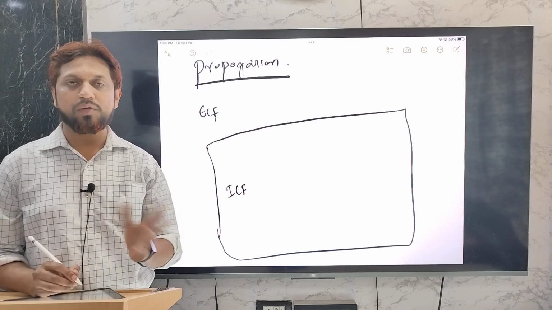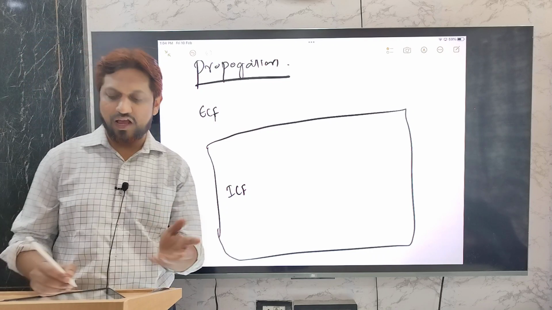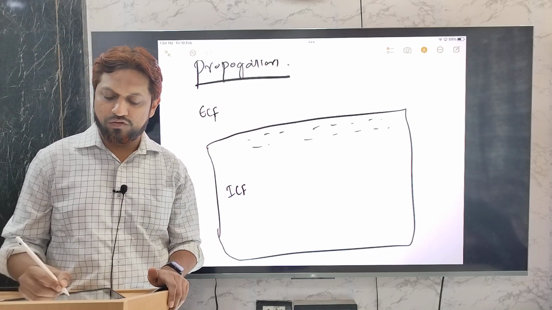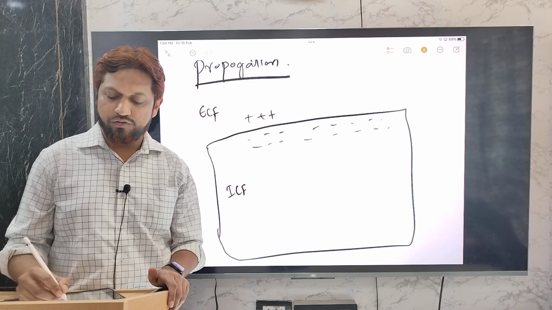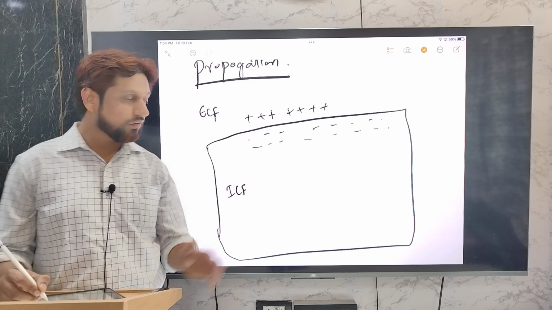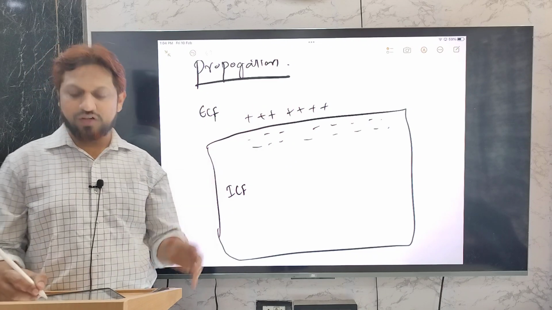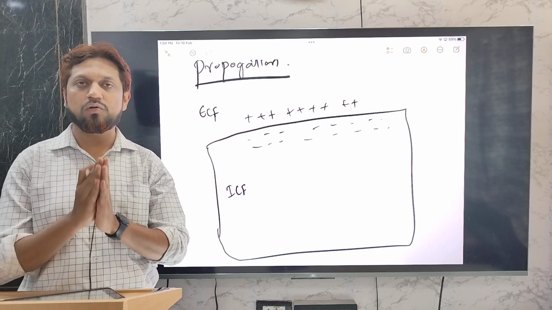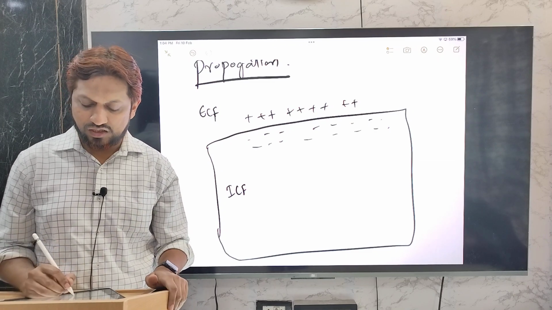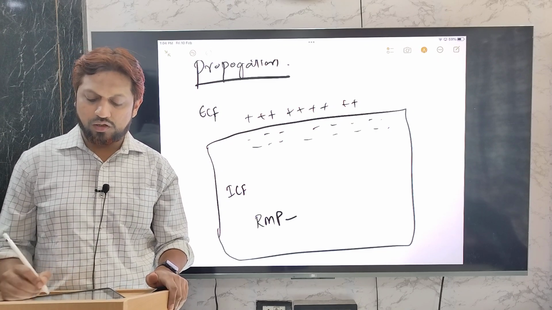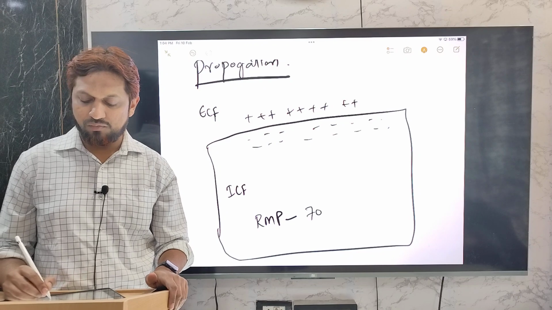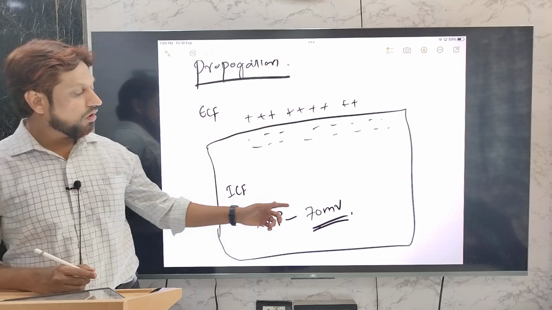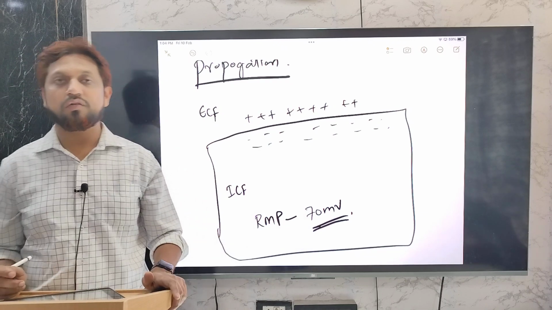As you know, there are so many ions present inside the cell as well as outside the cell. If you take the sum of all the cations and anions inside the cell and the sum of those outside the cell, then at the resting condition, when the neuron is not stimulated, the resting membrane potential is minus 70 millivolt. So the resting membrane potential of a neuron is minus 70 millivolt.